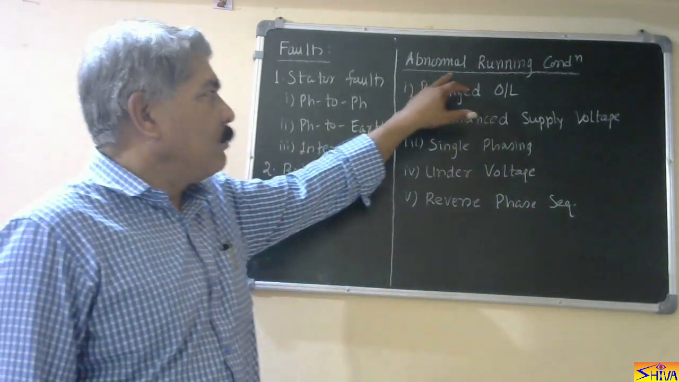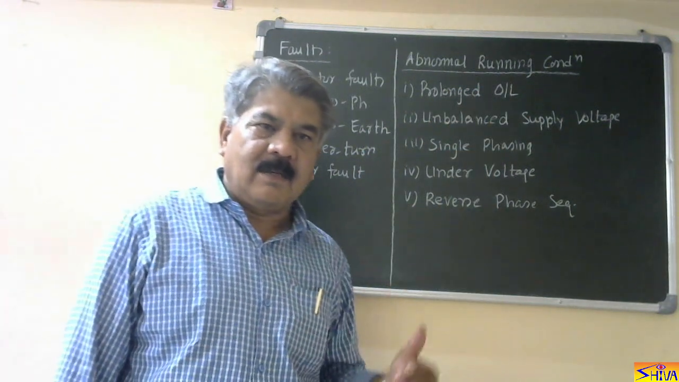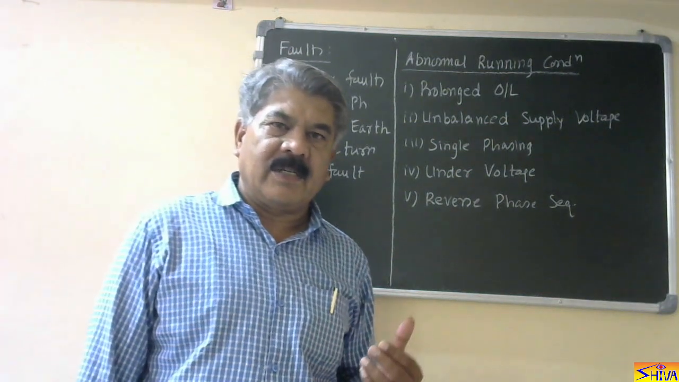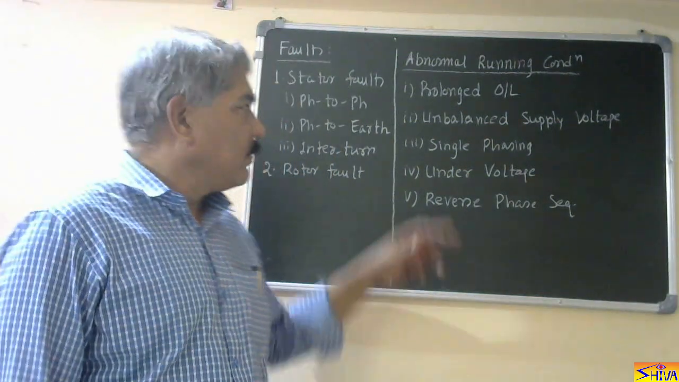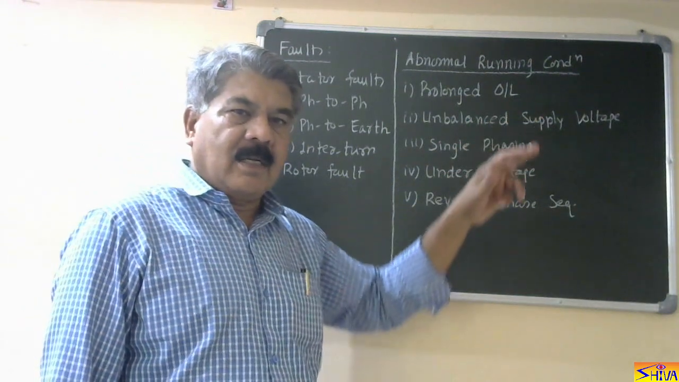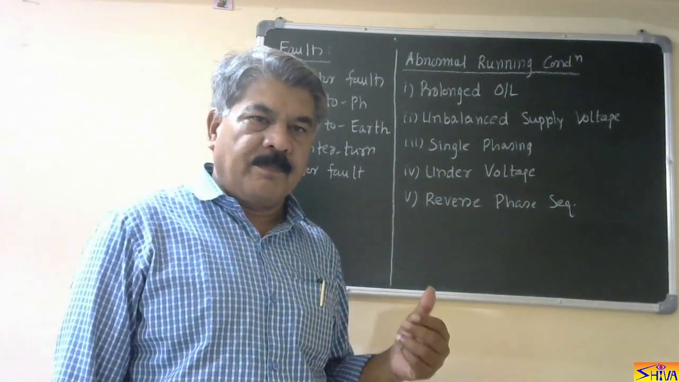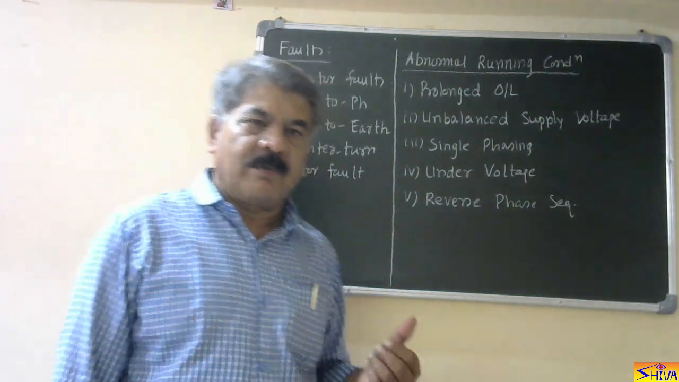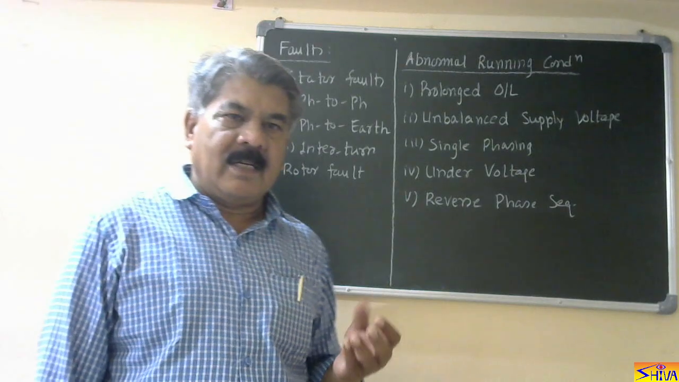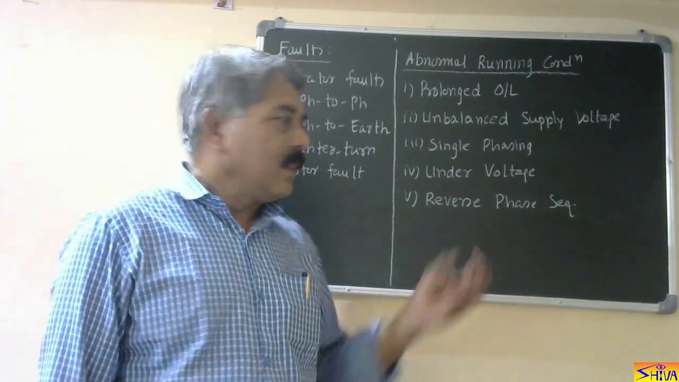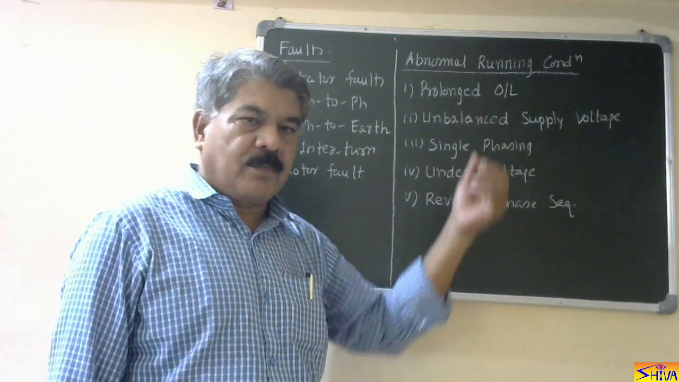Next come to the abnormal running conditions. As it is a rotating machine, there can be abnormal running conditions also, other than faults. So first is prolonged overload. If the machine is allowed to run for a long time on overload, then this causes heating. So if it is a very large induction motor, then extremely inverse characteristic relay or IDMT relay is used for protection against prolonged overloading.